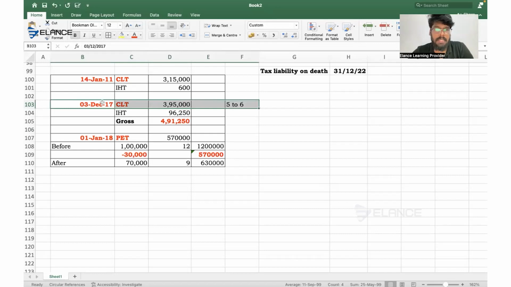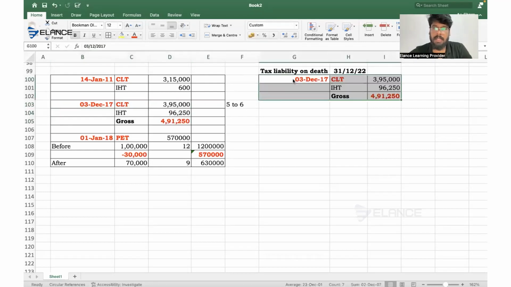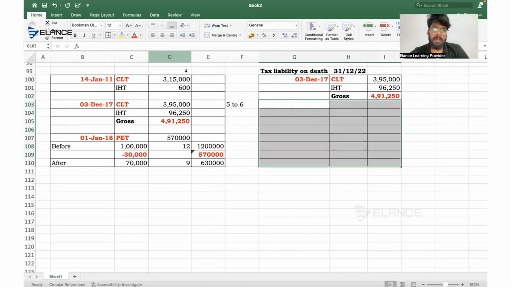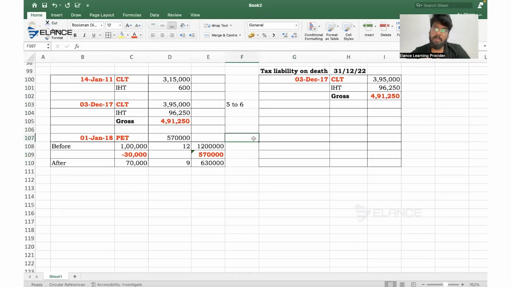So the second transfer will be chargeable on the death of the donor, because he died within 7 years from the date of transfer. He was alive for more than 5 years after making the transfer, but he did not complete 6 years. So here, this 491,250 is the chargeable amount. The gross amount will be chargeable on death, and we have already found the gross amount.